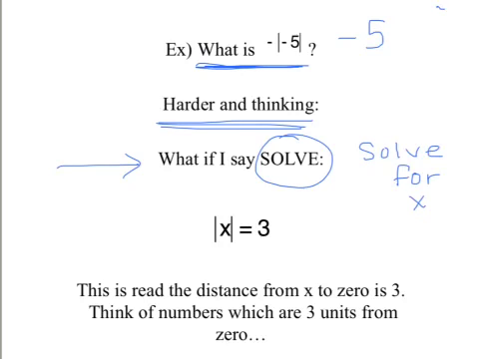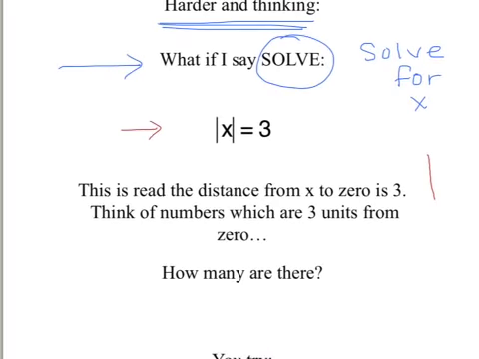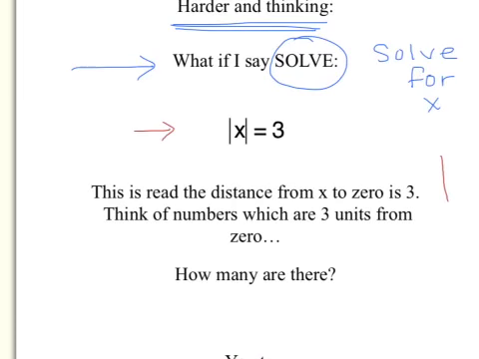Okay, so this question right here is saying what value of x equals 3, or is a distance of 3 from 0. So it's red, and let me bring this up for you. This is red. The distance from x to 0 is 3. So I want you to think for a second. Use those wonderful brains of yours. Think of numbers which are 3 units from 0. Is there one number? Well, I know that from 0, if I go 3 units to the right, I'll get 3.